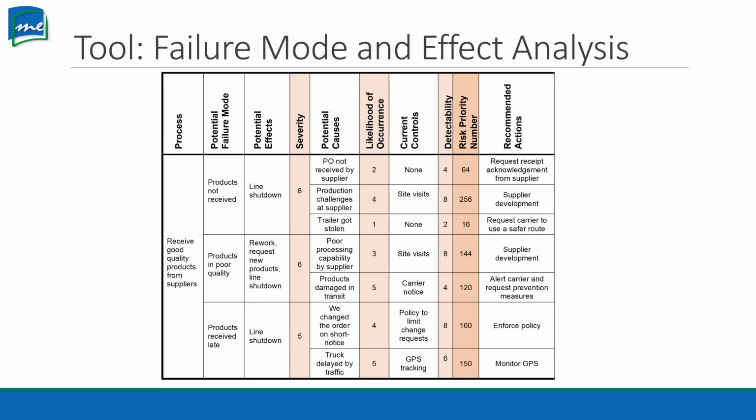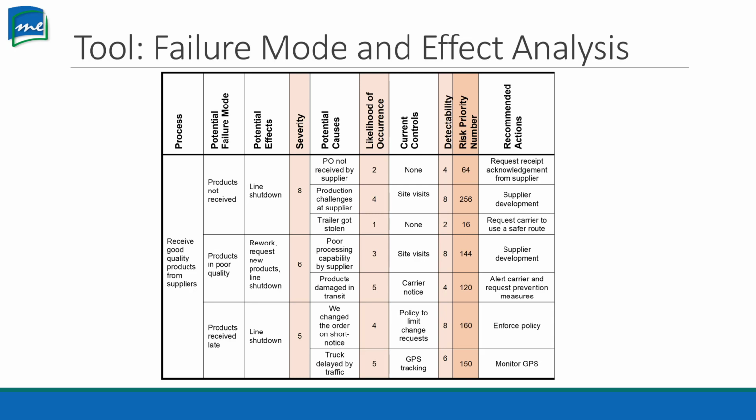So we have our process here. You may want to do this on a process map. Receive good quality products from suppliers. That's the process. That also says what you're hoping to get. But let's say your potential failure mode, you have products not received, or you have products in poor quality, or you have products received late. So these are all the potential failures that can happen with receiving good quality products from your supplier. Because if you receive good quality products from your supplier, there's no failure. So you don't need to include that one.